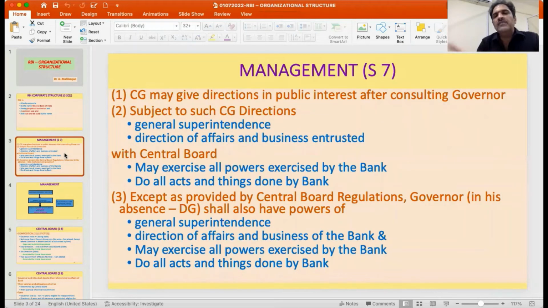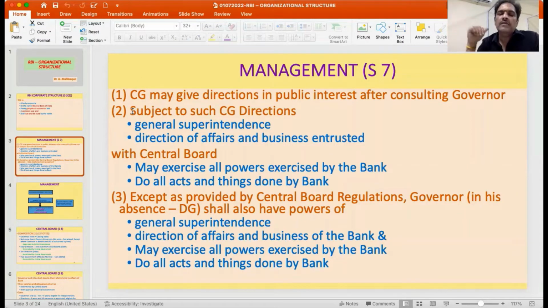Then what is the management of this corporate body? First tier of management: section 7 of the Reserve Bank of India Act says that central government may give directions to Reserve Bank of India in public interest after consulting the governor. This was the controversy, where central government was thinking of issuing directions to Reserve Bank of India under section 7(1). Till date, there has been no instance where central government had to issue directions under section 7(1). But the power is there with central government to give directions.